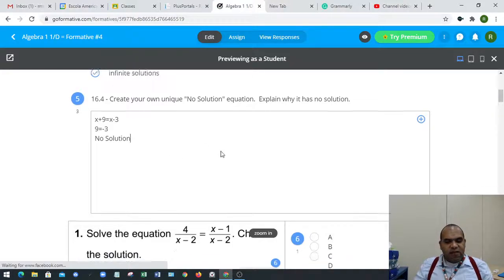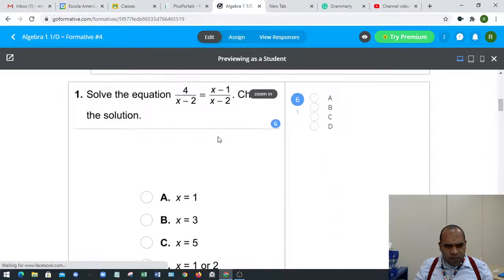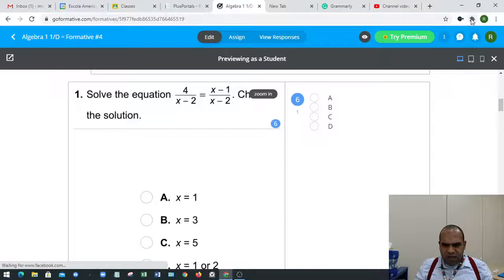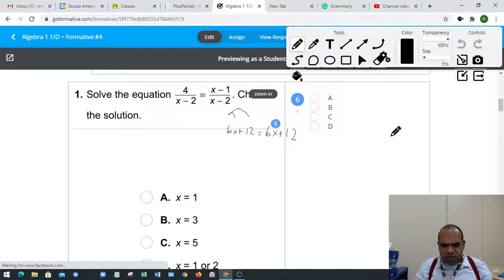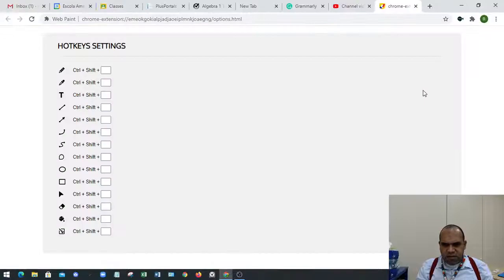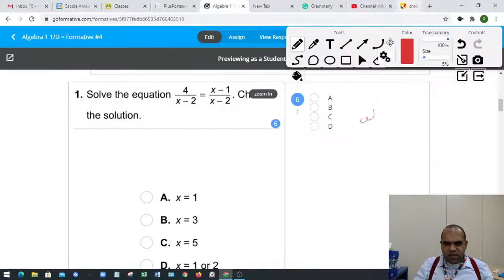Done. Let's solve this one here. We have the test. Solve the equation. It is number 4. I'll use again the web painting to solve this one. Let me clean. Nice. Let me use another color. Okay, I have this color here. Sorry, guys. Here, let's move this one here.